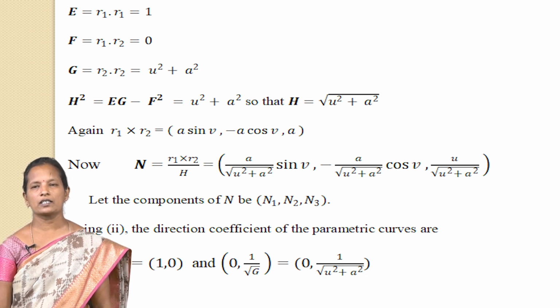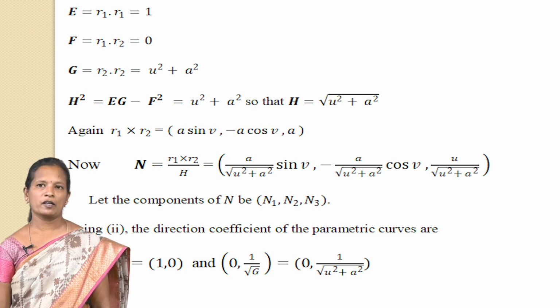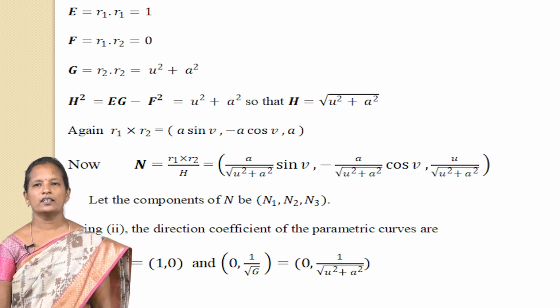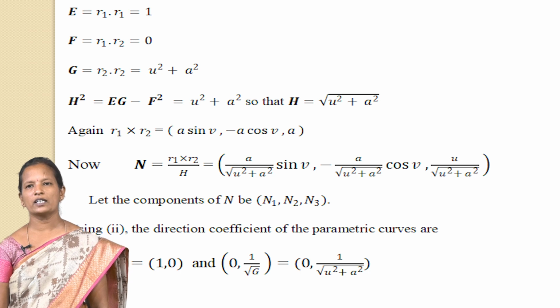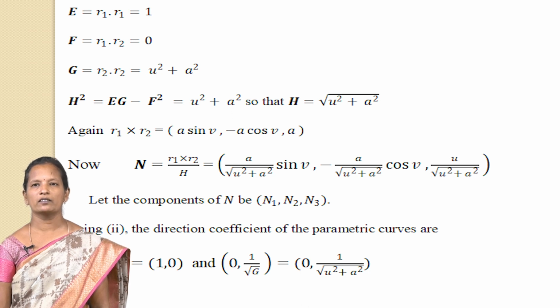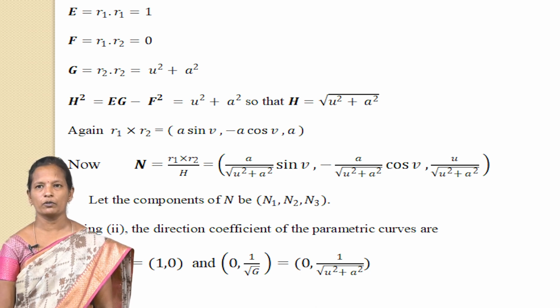Like the previous sum, we are following the same principle here. H squared, what is the value for H squared? Do you all remember? Yes, very good. H is the square root of EG minus F squared. Here we are going to calculate H squared, that is EG minus F squared, without the square root.